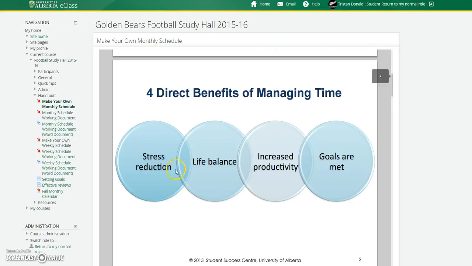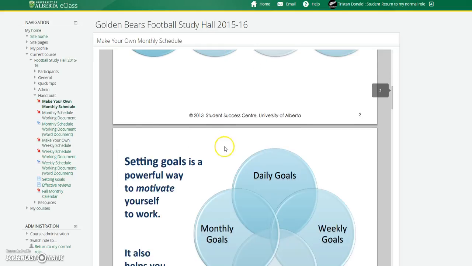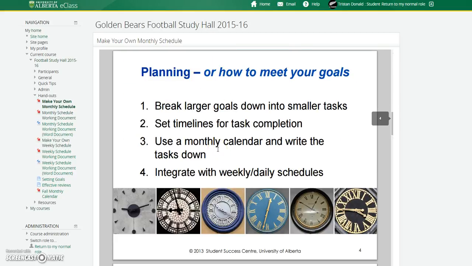Again, this should be familiar to you. We already talked about the 4 benefits: stress reduction, life balance, increased productivity, goals are met. The rationale for time management is a given. It's a no-brainer. We all know that it's only going to have positive upside. So let's get right into the details.